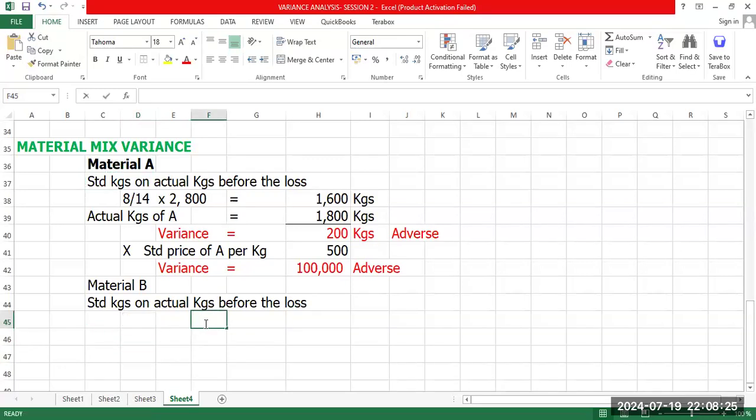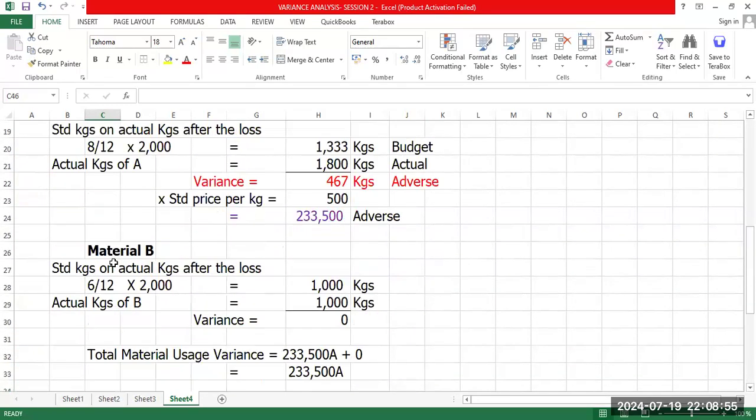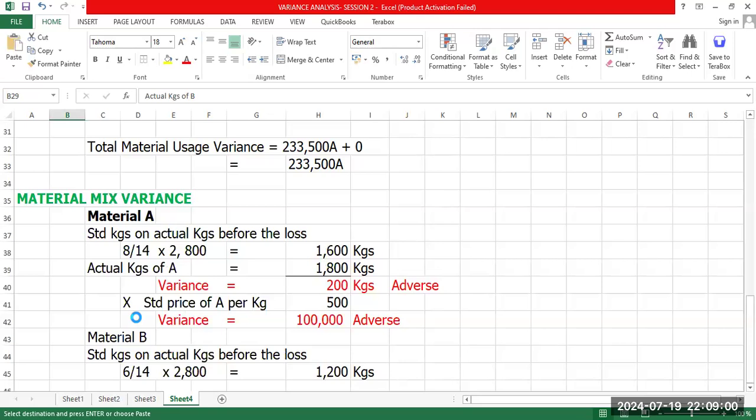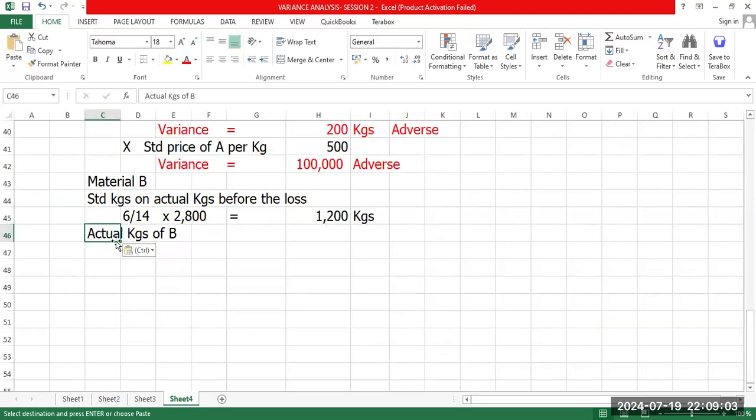We are saying here, get 6 out of 14 times 2,800. What do you get? 1,200. These are kgs. Then what is our actual kgs of material B? 1,000. It is 1,000.